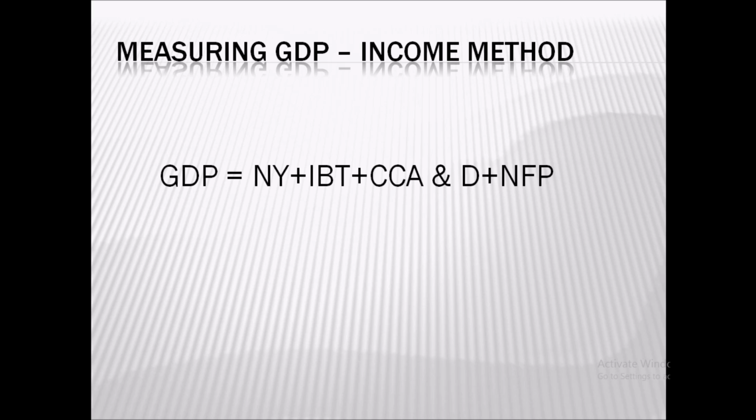So measuring GDP based on the income approach, the formula that we use is: GDP is equal to national income plus indirect business taxes plus capital compensation allowance and depreciation, and the net factor payment.